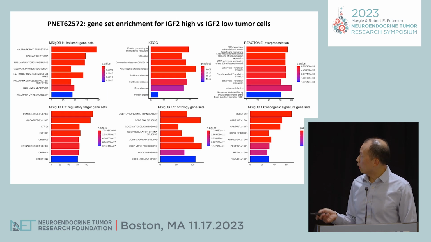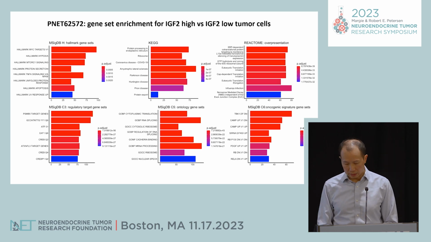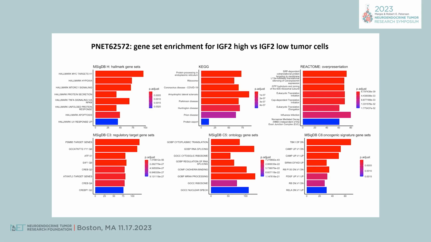Just to highlight another study, within the intratumor heterogeneity, we can take the cells that had higher expression of IGF2 compared to the tumor cells that have lower IGF2 expression. And here what we see is that some of the hallmarks of the genes with high IGF2 are MYC target genes, for example, right? And a lot of genes involved with translation, with protein translation.